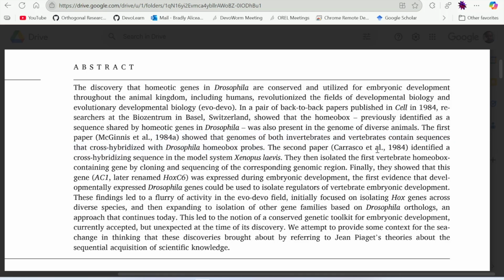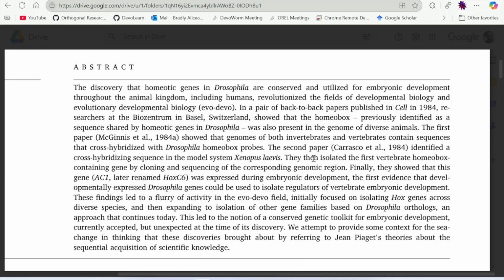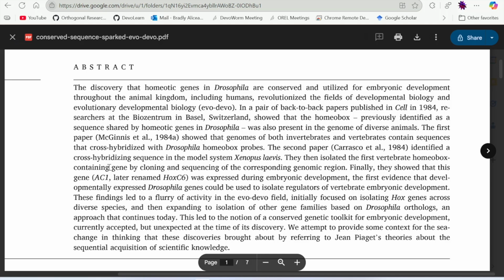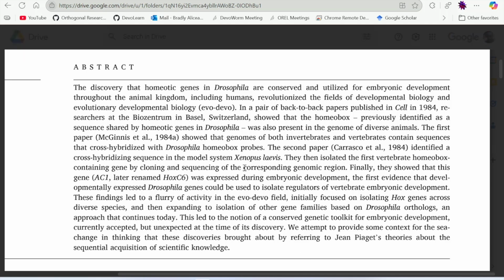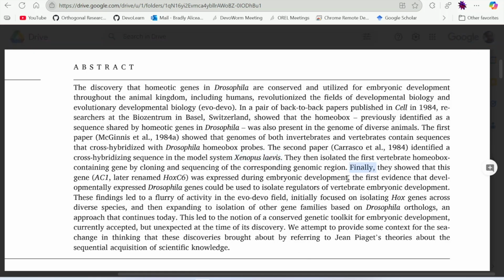The second paper, Carrasco et al. 1984, identified a cross-hybridizing sequence in the model system Xenopus laevis. They then isolated the first vertebrate homeobox-containing gene by cloning and sequencing the corresponding genomic regions. Xenopus laevis is a frog, so that's where we are in phylogeny. Finally, they showed that this gene, AC1, later named HOXC6, was expressed during embryonic development. This was the first evidence that developmentally expressed Drosophila genes could be used to isolate regulators of vertebrate embryonic development.